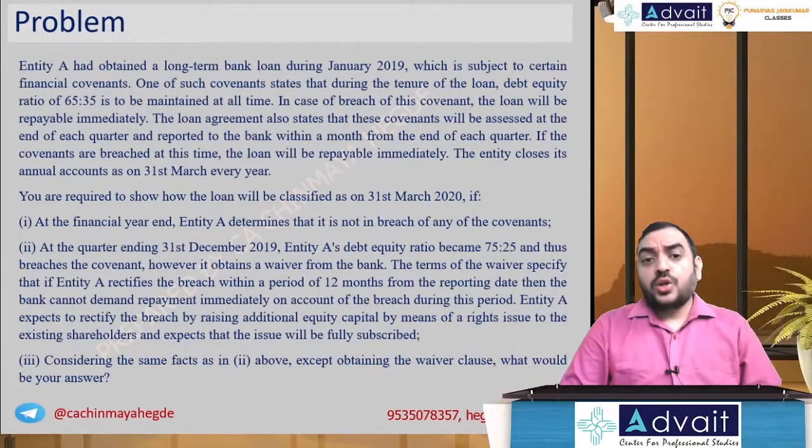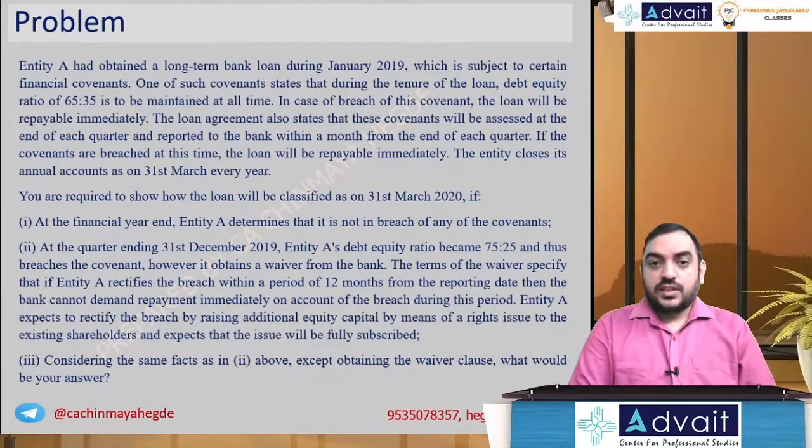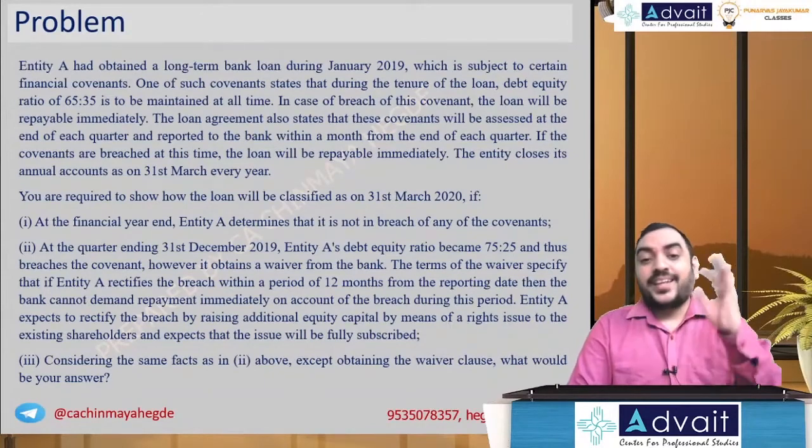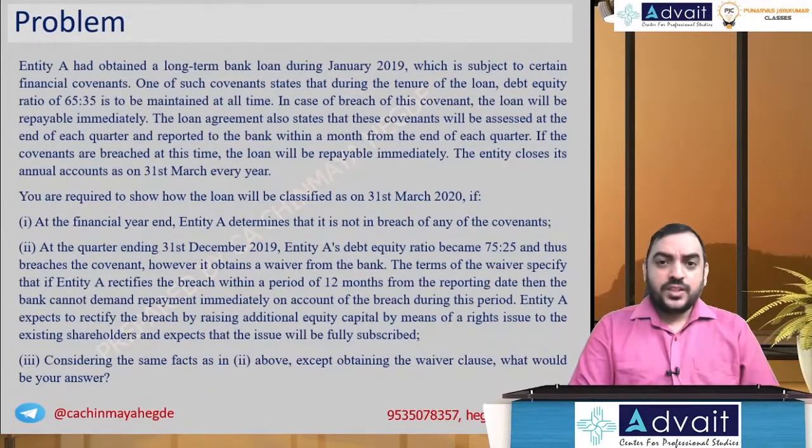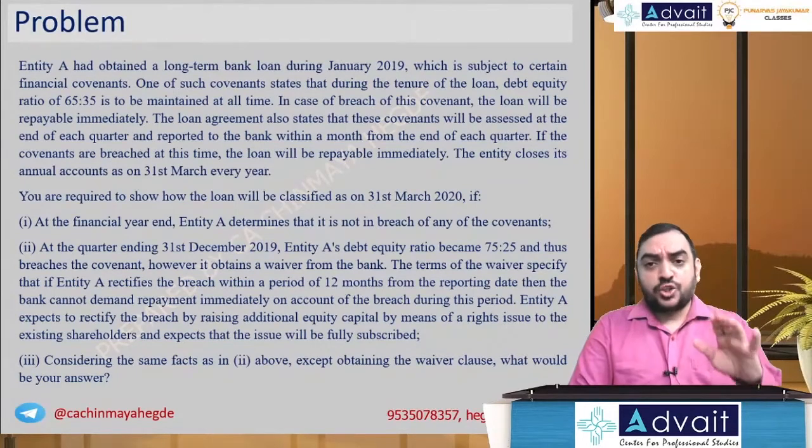Entity A had obtained a long-term bank loan during January 2019, which is subject to certain financial covenants, some conditions. So this may be a breach of a long-term loan, which will be classified from non-current to current. One of the covenants states that during the tenure of the loan, a debt equity ratio of 65 to 35 is to be maintained at all times. You have taken a loan. One of the conditions is your debt equity ratio should be 65 to 35. You cannot take more debt.